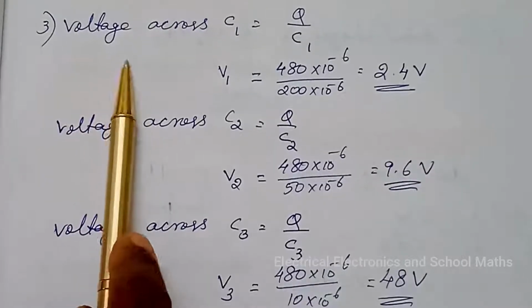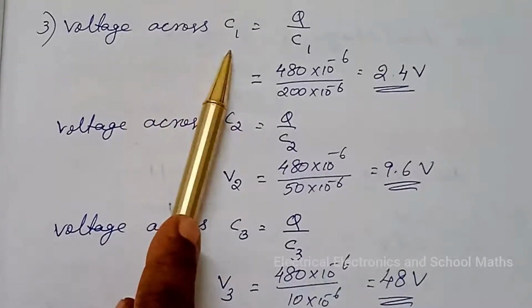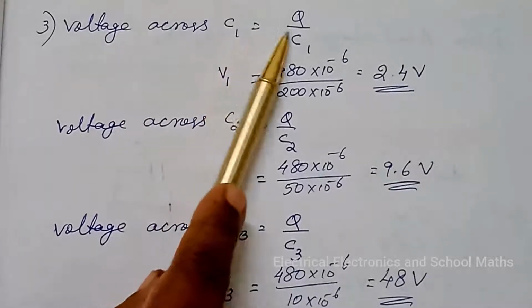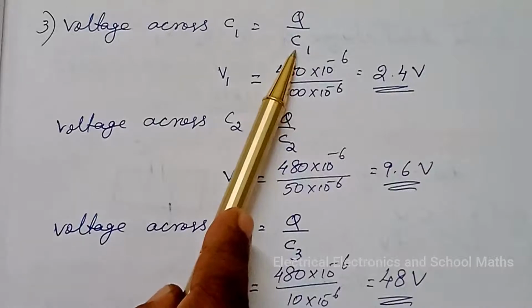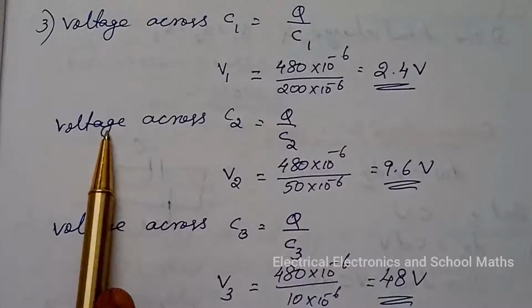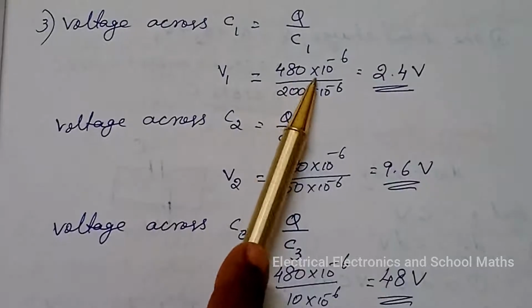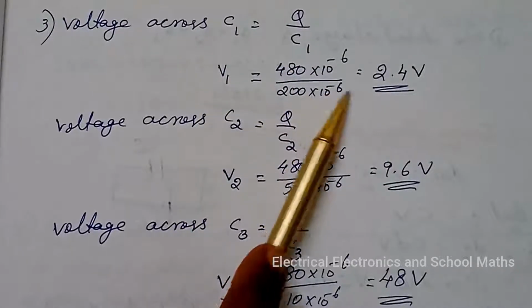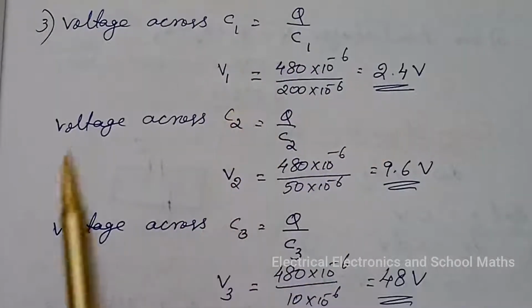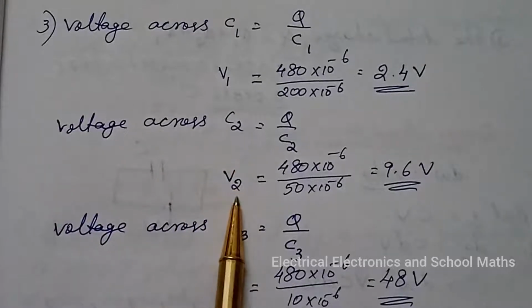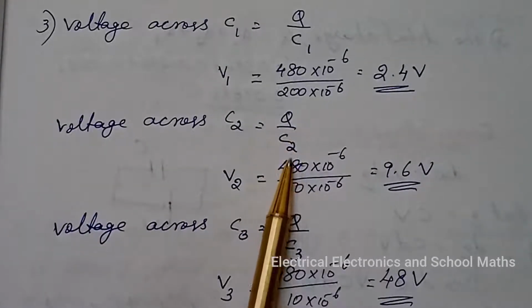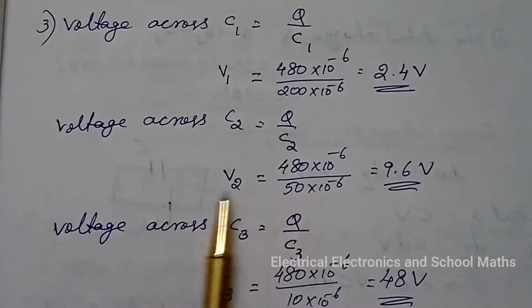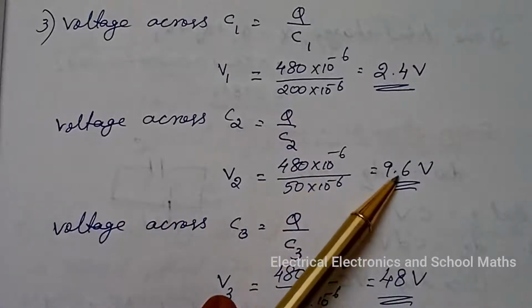Next we have to find the voltage across each capacitor. First one is voltage across C1 is V1 and is equal to Q by C1. That is 480 into 10 raised to minus 6 divided by 200 into 10 raised to minus 6 and we get V1 as 2.4 volt. Next is voltage across C2 is V2, that is Q by C2. 480 into 10 raised to minus 6 divided by 50 into 10 raised to minus 6 and we get 9.6 volt.